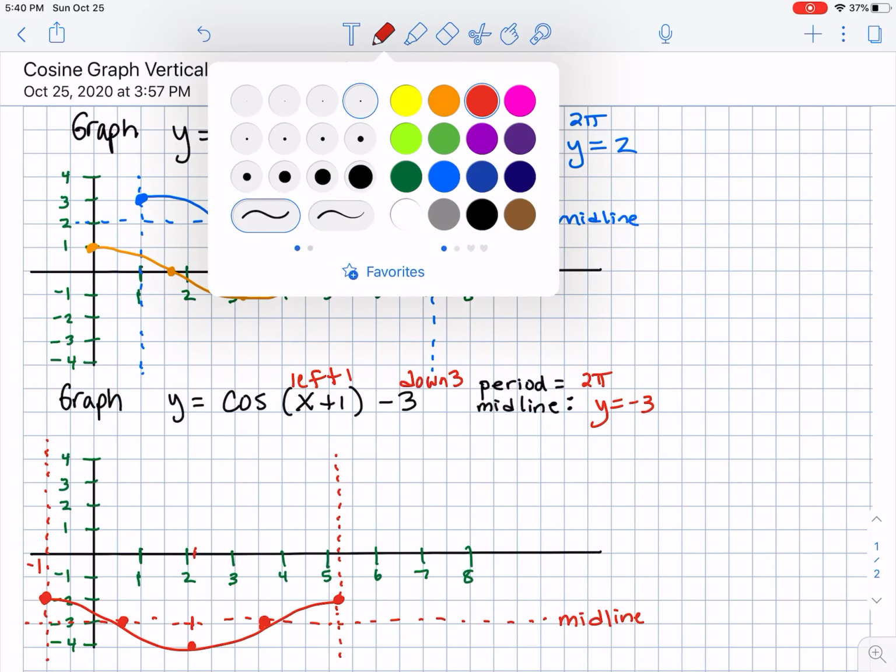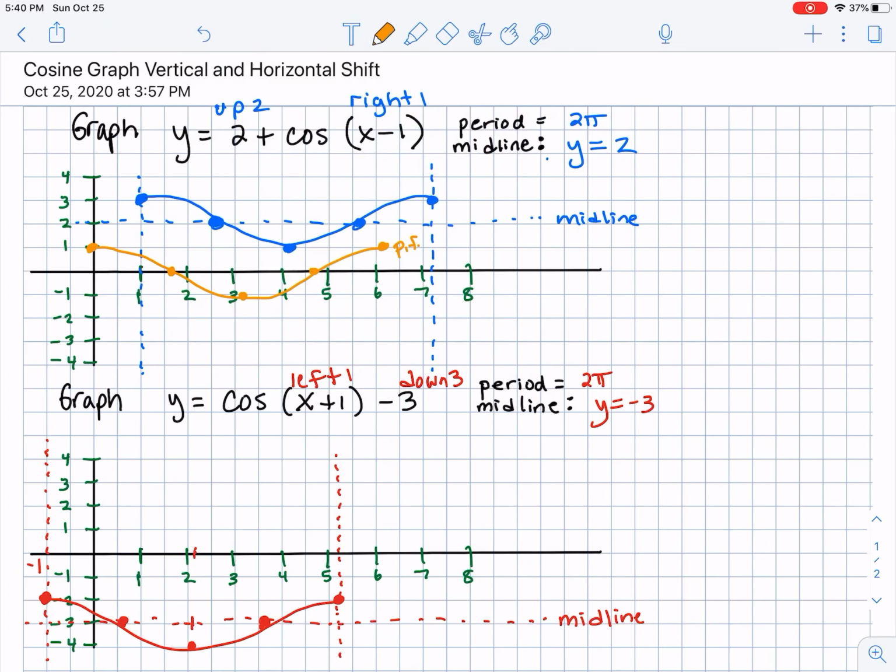Now, if I would go ahead and graph that parent function, you'll be able to see exactly the transformation. So I'm going to do it in orange. And notice every single point from our parent function is moved left 1, down 3 to get our new function.